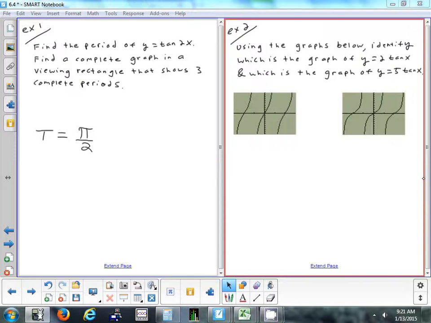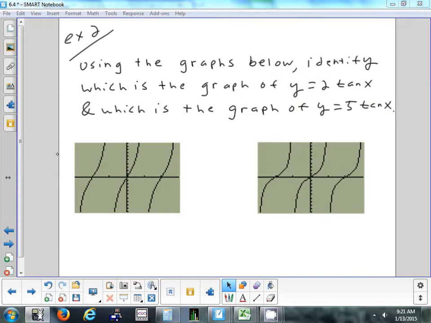Okay, this time I have two graphs already sketched, and I want to know which one is the graph of 2 tangent x and which one is the graph of 5 tangent x.